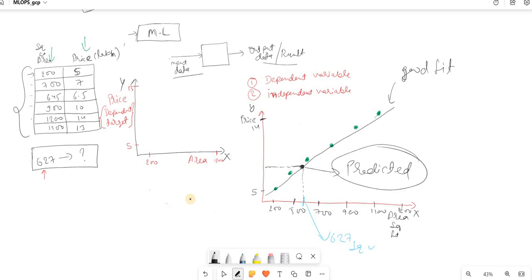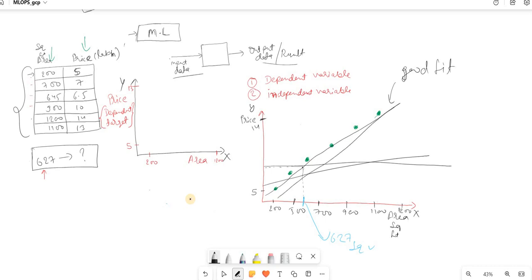But the question came up: how would we arrive at the best line? This is the main question. It could be this line, this line could be the best, this line could be the best. There could be multiple lines. Now the question is how would we say which line is best, which is describing well.